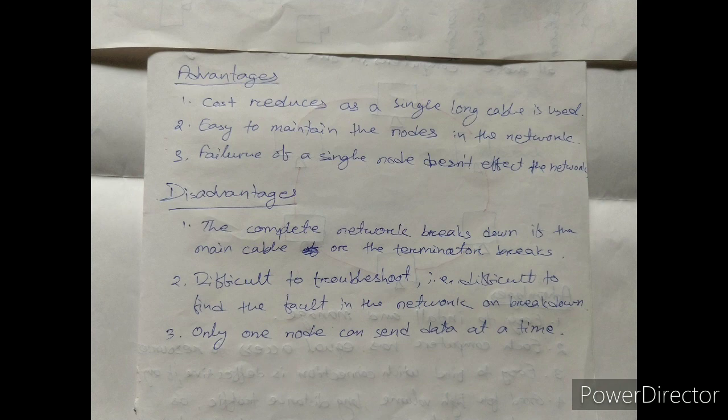Next, it is very difficult to troubleshoot. What is the meaning of troubleshoot? To find the fault, to find where the problem is, because every node is completely independent, only they depend on the single cable. So finding the faulty node is very difficult.